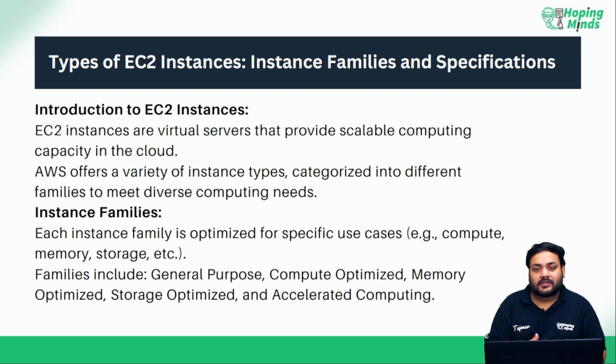Although in the previous sessions you have understood about EC2 instances, we are just revising everything again. EC2 instances are virtual servers which can provide scalable computing capacity in the cloud. When we talk about instance families, for a specific workload or requirement we have different types of instances. So when we talk about the families, we have general purpose instances, compute optimized instances, memory optimized instances, storage optimized instances, and accelerated computing instances. These are the different types of instances we have.